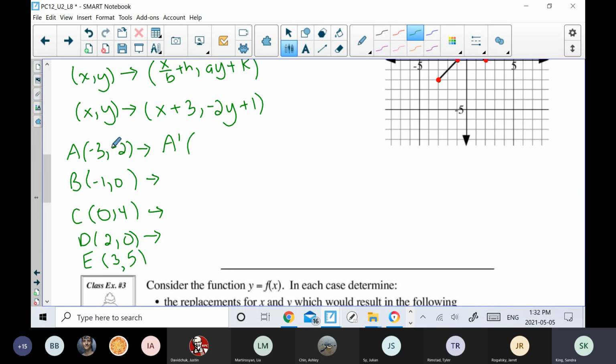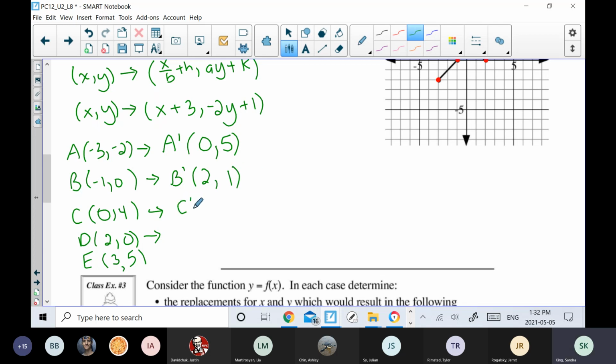But A prime would be -3 plus 3 is 0. That's going to be 4 plus 1. This would be 0, 5. So you could just check your answers against mine. B prime, I would get -1 plus 3 is 2 and 1 here.